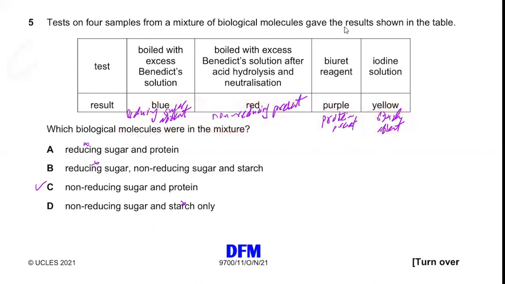When I took out all these readings, I know that reducing sugar is absent. So every option which has reducing sugar in the answer is not the option. And since starch is absent as well, that's not the option either. So my answer is C.